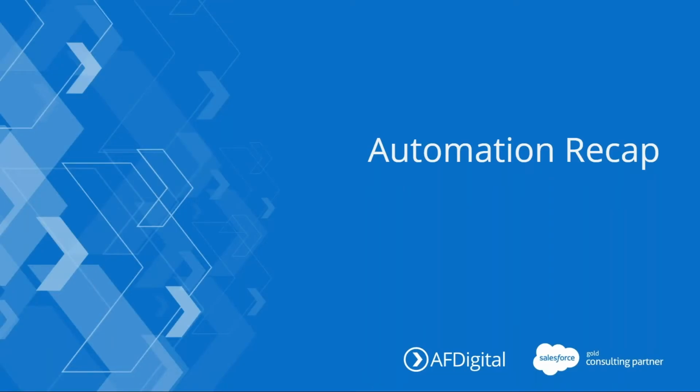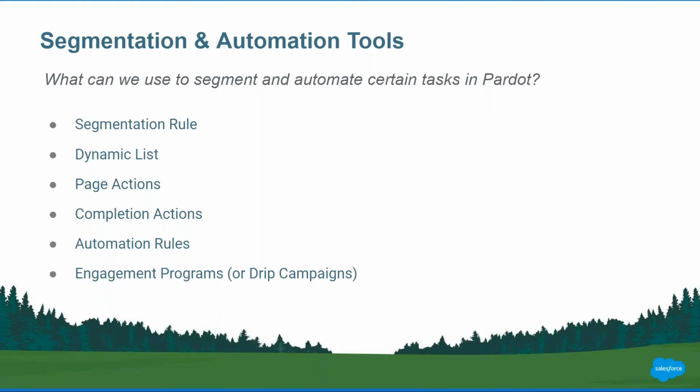As I mentioned, first a quick recap of the automation. Here we have the different segmentation and automation tools that we can use in Pardot: segmentation rules, dynamic list, page action, completion actions, and automation rules. Engagement programs can count as an automation tool, but again, it is almost an entirely different thing on its own that works in tandem with these other automation tools that we have.